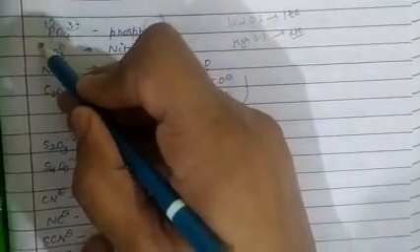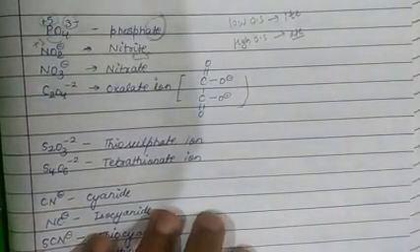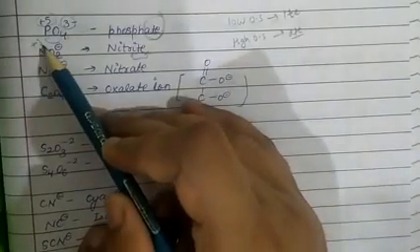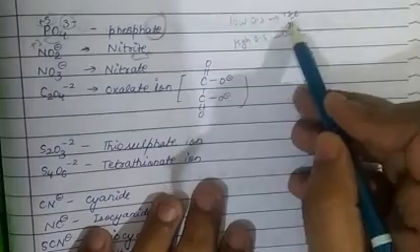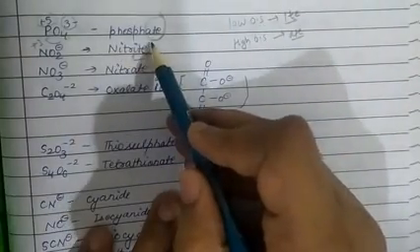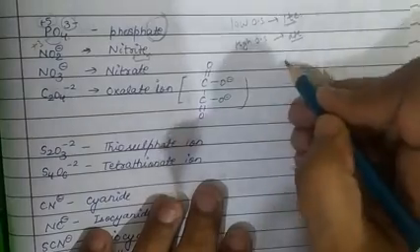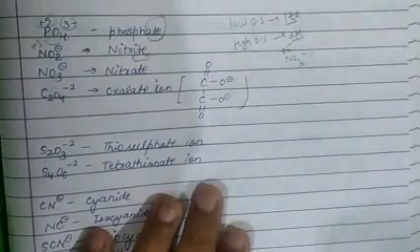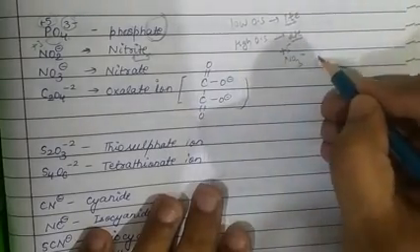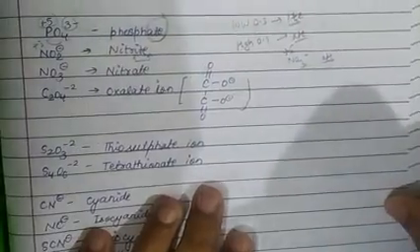In NO2-, the oxidation state of nitrogen is +3. So it is a low oxidation state, therefore we call it nitrite. While in NO3-, the oxidation state of nitrogen is +5. So we use the -ate suffix at the end. So we call it nitrate.